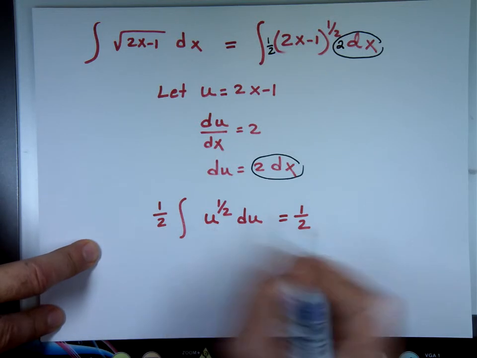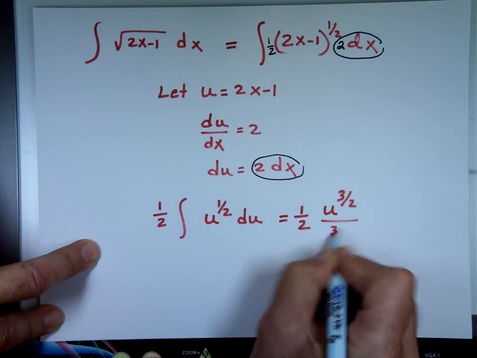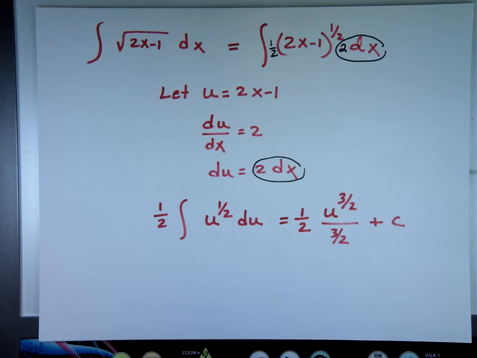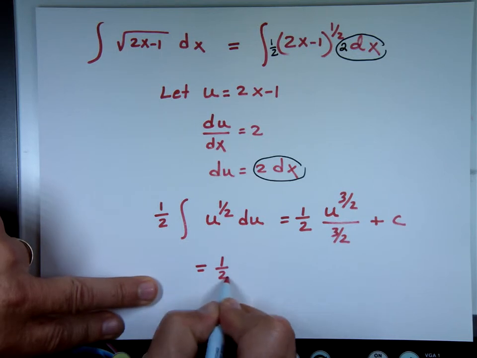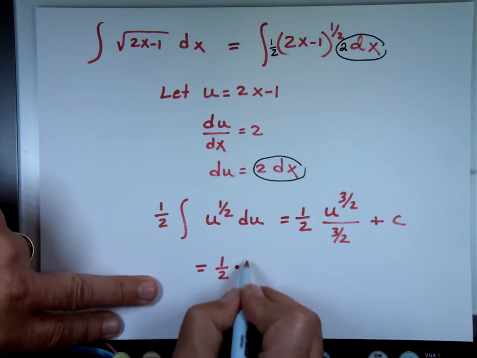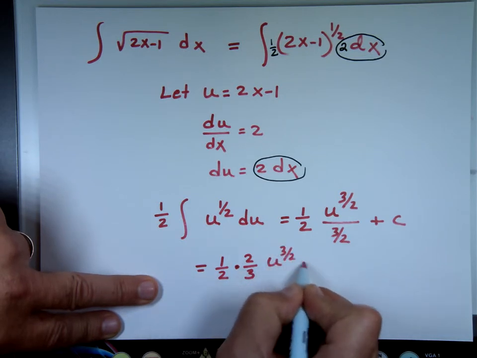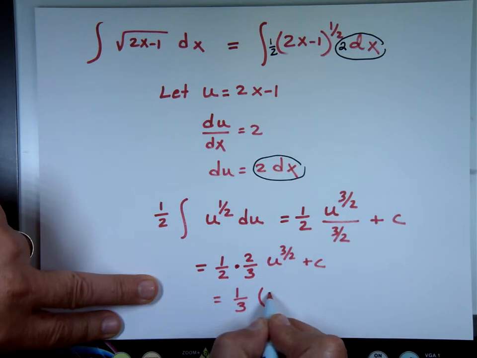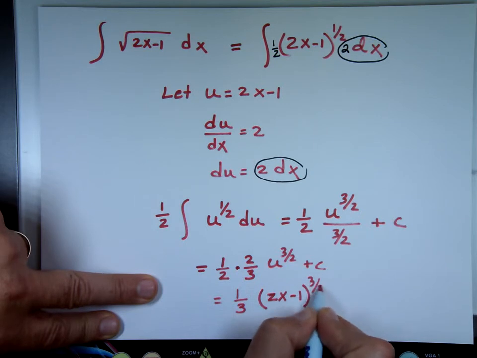Add 1 to the power, which is what? 3/2, and divide by 3/2, plus c. Dividing by 3/2 is the same as multiplying by what? 2/3. So what's the final answer? 1/3. In place of u, let's put the value of u, which is what? 2x minus 1 to the power of 3/2 plus c.